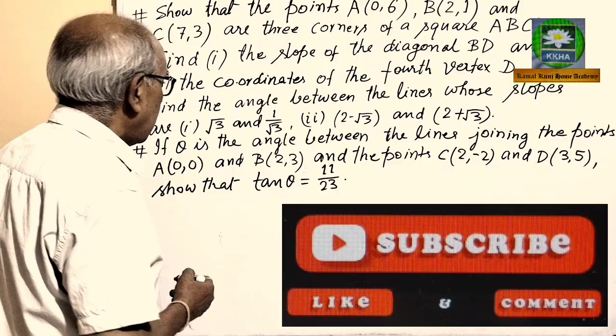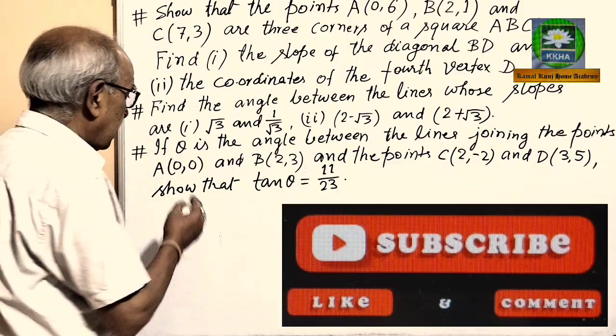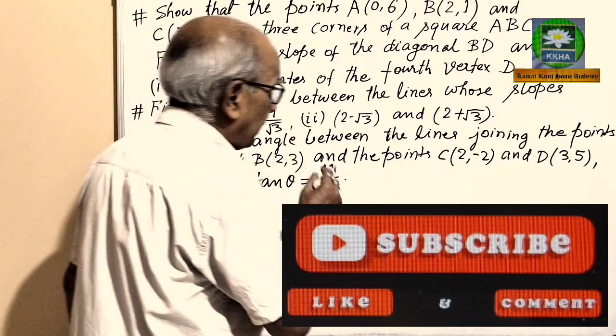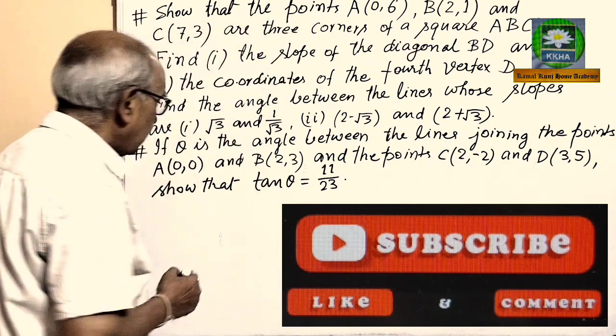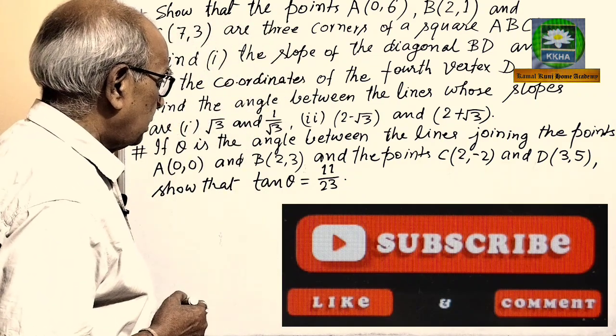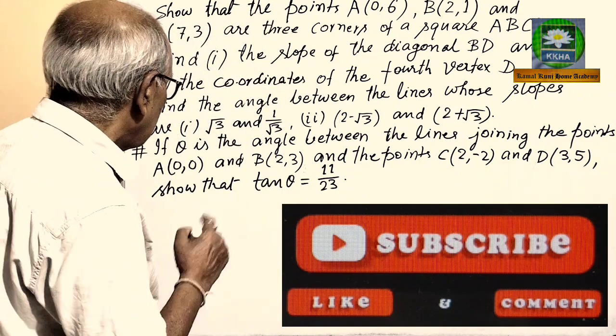It is given that theta is the angle between the lines joining these 2 points and these 2 points. Then we have to prove that tan theta is equal to 11/23.